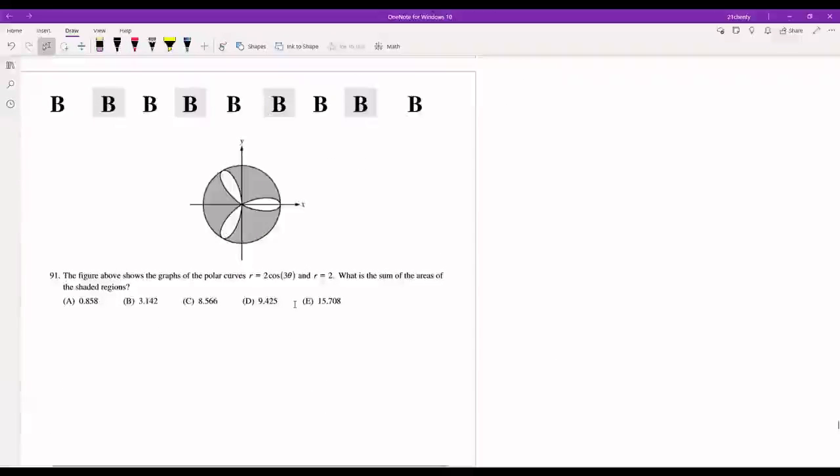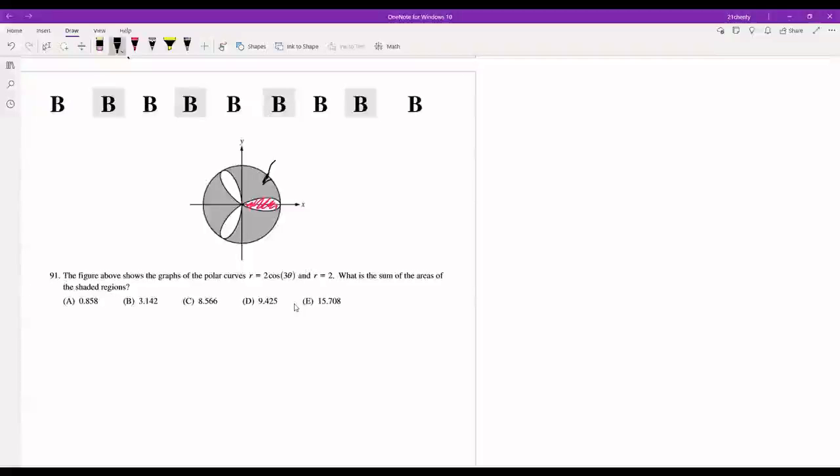Now 91. The figure shows the graph of the polar curves. Find the sum of the areas of the shaded regions. Okay, so there's a bunch of different ways to sort of divide this graph into different regions to find the area. I think the easiest way to do it is, since we know the area of the circle, I'm just going to subtract out the area of all of these petals. And what I'm going to do is find the area of one of them and multiply by 3 because they're all the same area.